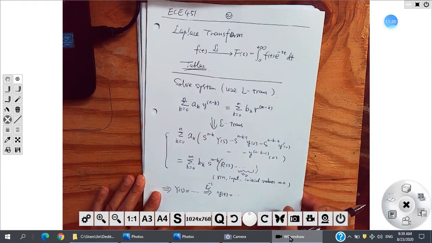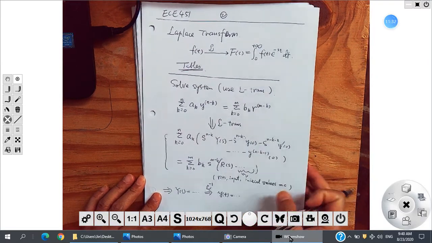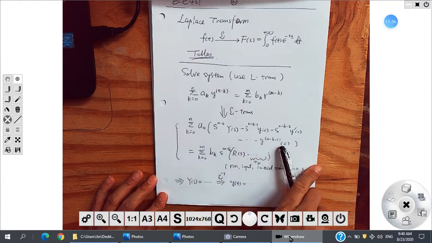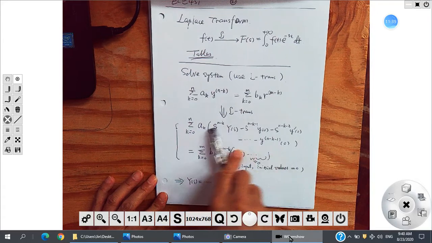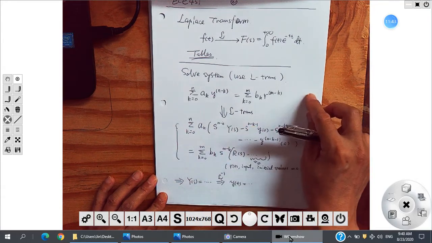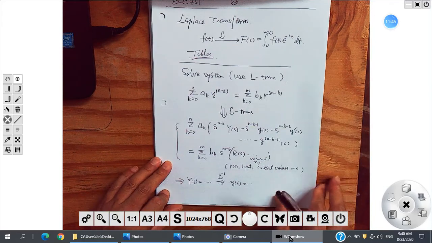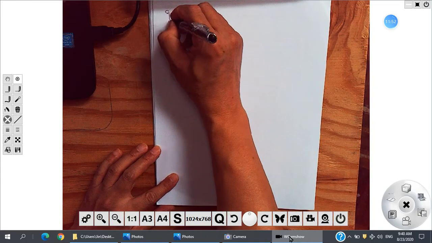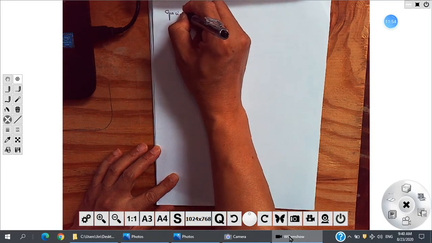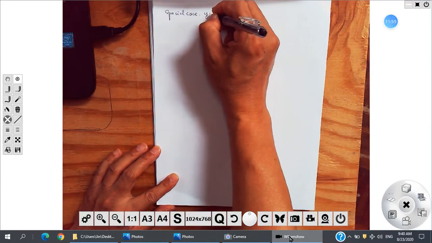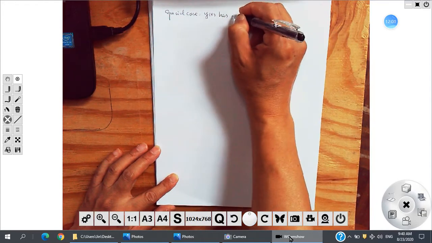Alright, and here we have a special case. If the initial values of y are also zeros, then this equation becomes simple. We remove all these parts, we have zeros. Then we have that one. Special case: y of t has zero initial values.